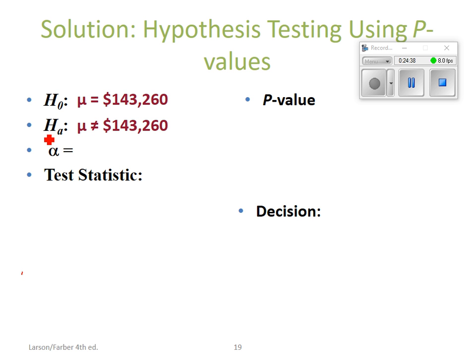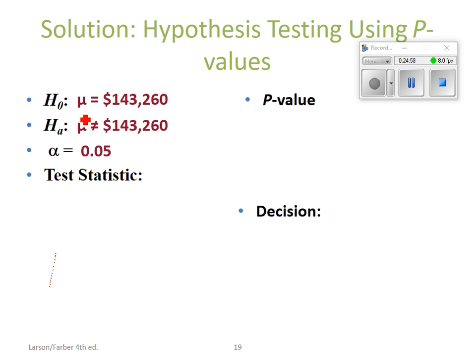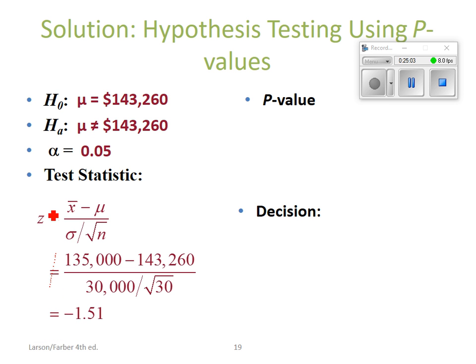So this is our mu. They're saying the mu is $143,260, equal to that, not equal to. Are we going to have one-tailed, two-tailed, left-tailed, right-tailed? What is it? Two-tailed. Remember that. Our alpha, we want to be within 0.05. We'll find our test statistic by doing all this stuff. So that's our z-score right there. Z is negative 1.5, or negative 1.51.